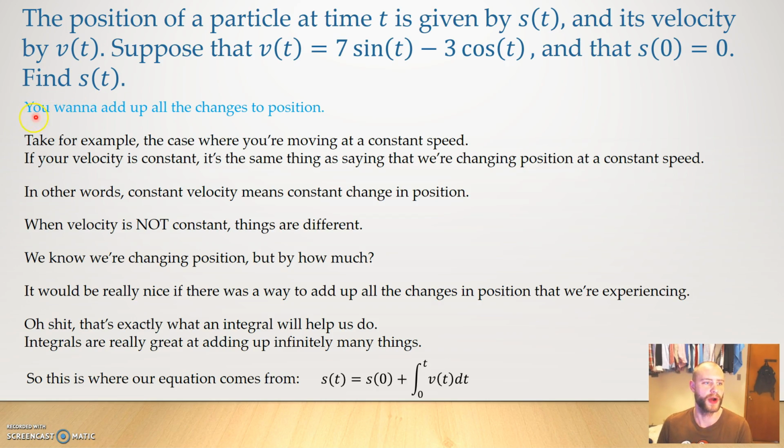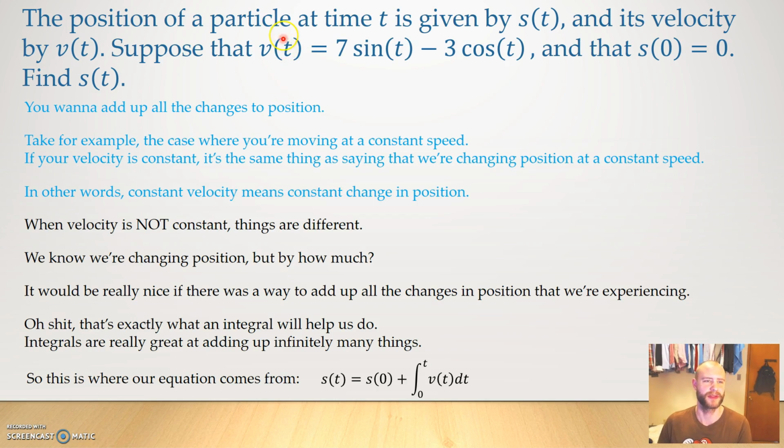So what we want to do is add up all the changes to position and find out at time t how much has happened, how many changes have happened. Take, for example, the case when you're moving at a constant speed. I want you to think about this in a different way. If your velocity is constant, it's the same thing as saying that we're changing position at a constant rate. Think about that for a second. Make sure that makes sense. In other words, constant velocity means constant change in position. All right, fine. When velocity is not constant, things are different.